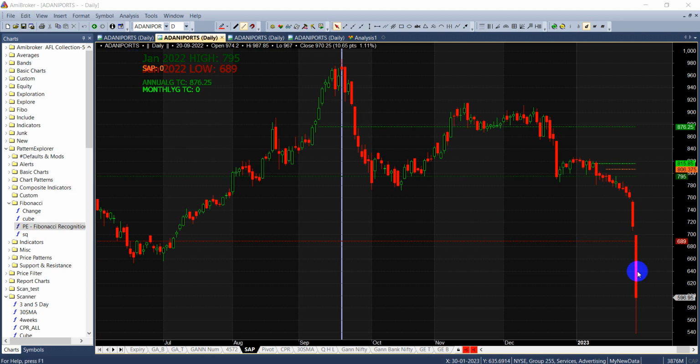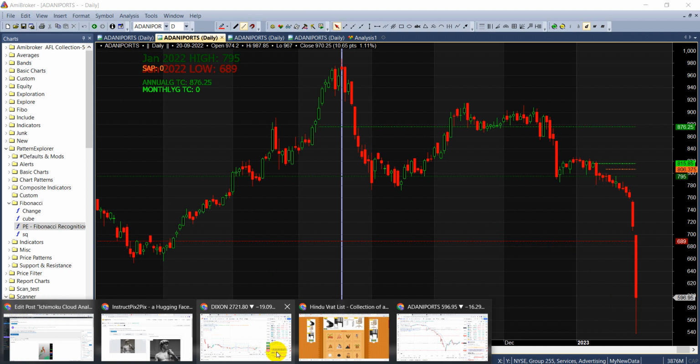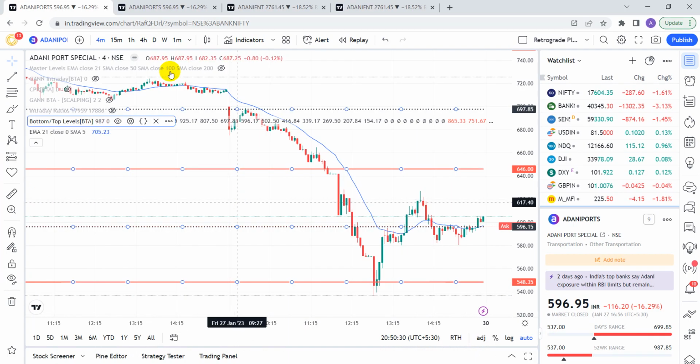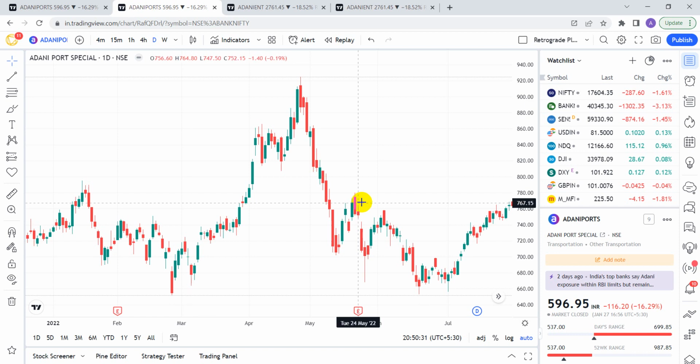As you can see, this is a big fall here. So what we do is, using simple mathematics and simple previous highs and lows, you can capture some big moves in the market. So let me open the chart of Adani Ports. This is the chart of Adani Ports.